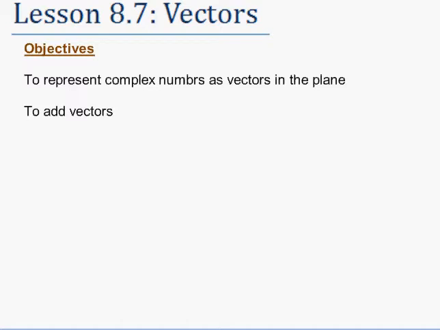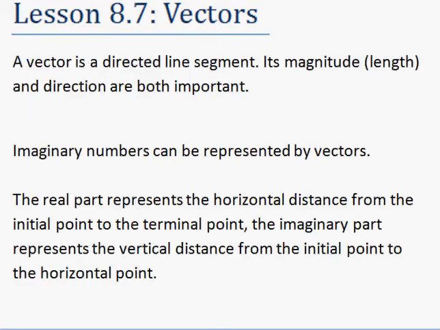So here we go. Our objectives: we want to represent complex numbers as vectors in the plane, and we want to be able to add vectors. So a vector is a directed line segment. It has both magnitude and direction. They're both important. It's not just like a ray where just direction is important, and a regular segment, which is just the length that's important. Its direction is important and its length is important.